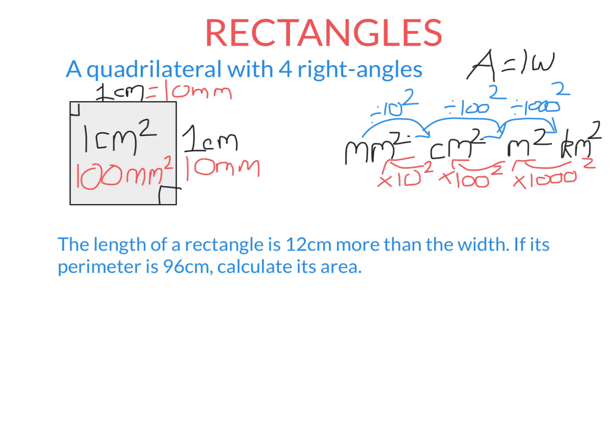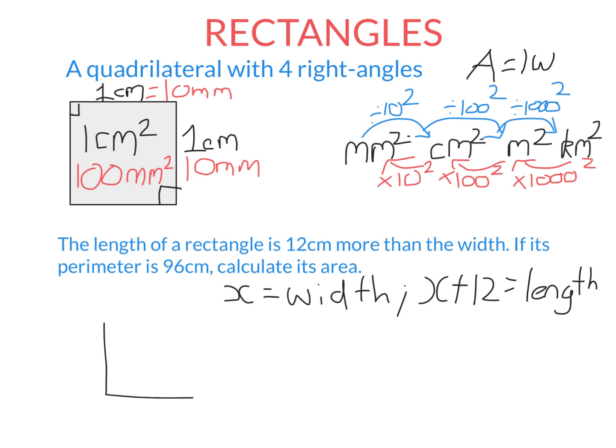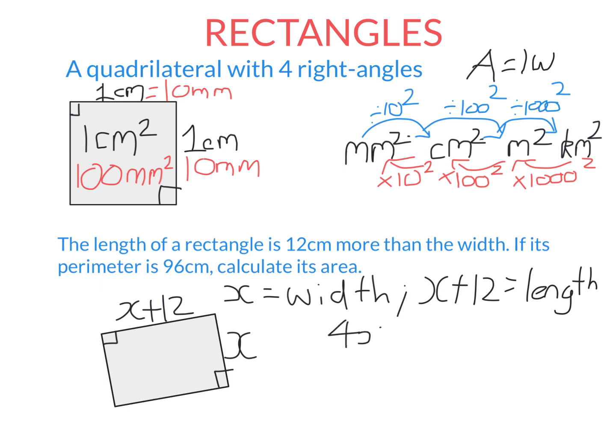So here, what we're going to do is let x equal either the width or the length. I'll just let it equal the width. And so if the length is 12 more, the length is going to be x plus 12. Now, of course, the perimeter of a rectangle is just the length around the outside. And that's the same for any shape. So for this rectangle, its perimeter is going to be x plus 12 plus x plus x plus 12. If you add up all of those, you're going to get 4x plus 24. In other words, it is the length and width added together, then doubled.